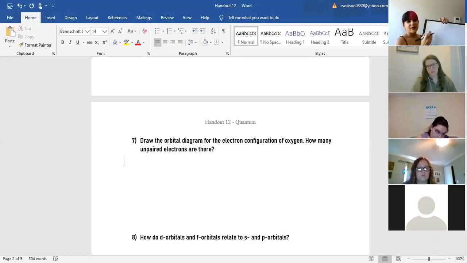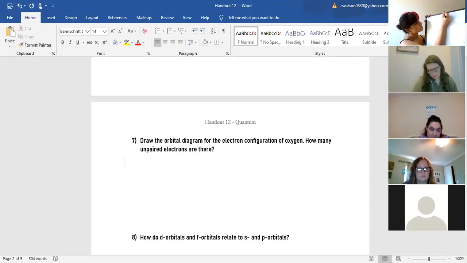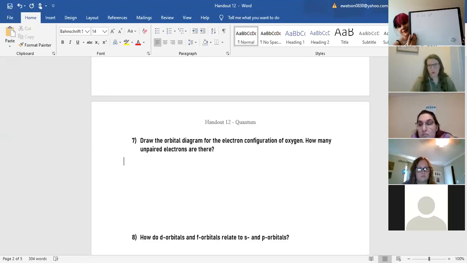What I mean by the orbital diagram is just the lines. So what is the electron configuration of oxygen? 1s2, 2s2, and then 2p4. You guys see that? That's backwards, isn't it? No? You guys can read? Oh, awesome.